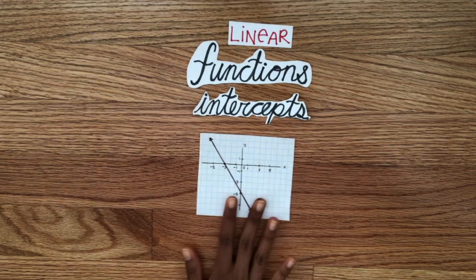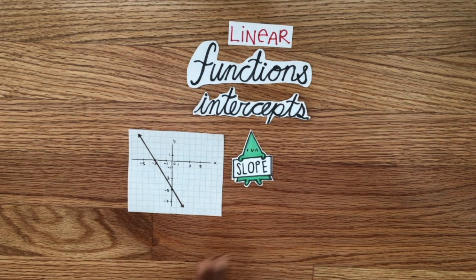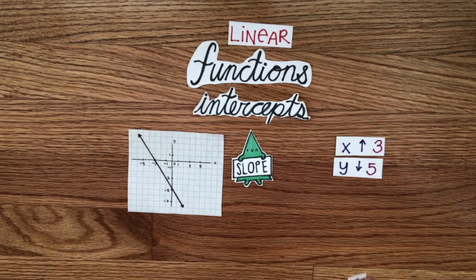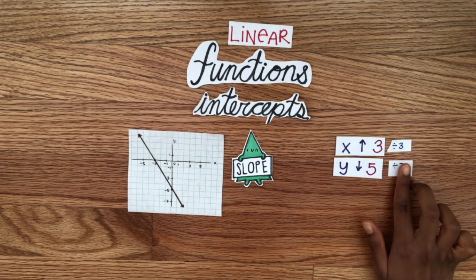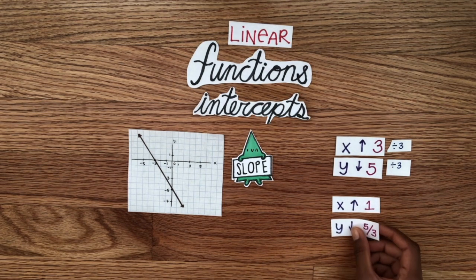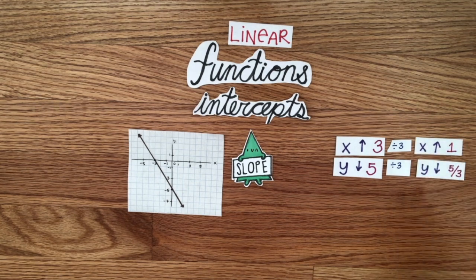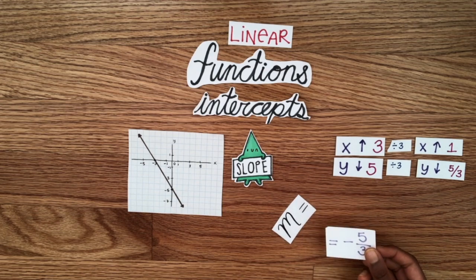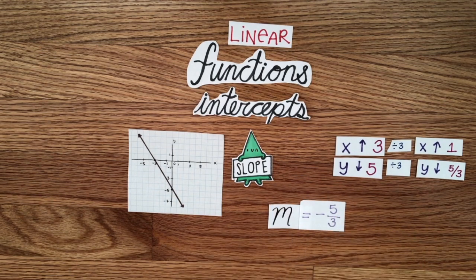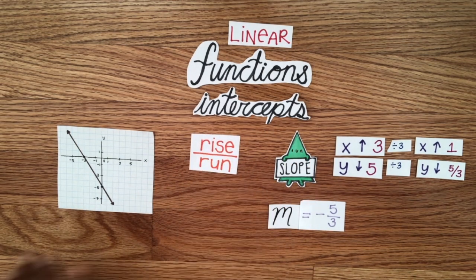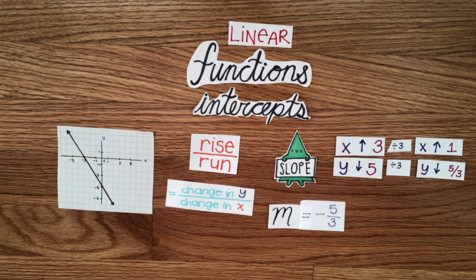Just as a bonus, let's figure out what the slope of this graph is. We know that as x increases by 3, y decreases by 5. So if we divide by 3, we see that as x increases by 1, y decreases by 5 over 3. So the slope is -5/3. It can also be interpreted as rise over run, the change in y over the change in x.